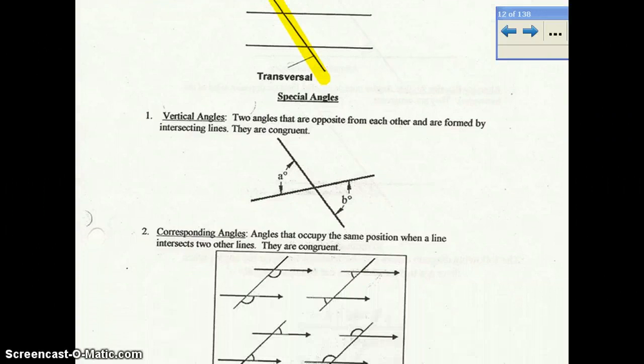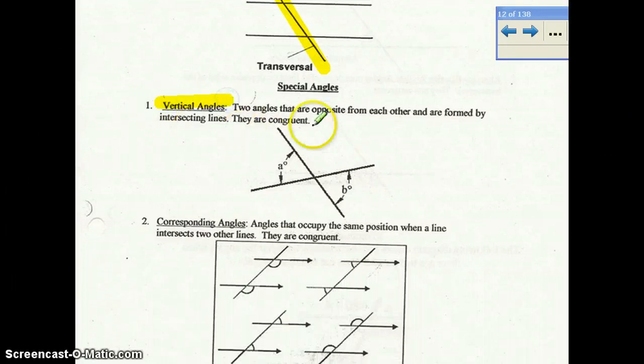The first one we're going to talk about would be vertical angles. These are two angles that are opposite from each other and are formed by intersecting lines. They are always congruent to each other. So here we have angle A and angle B. They are right across from each other. Those are vertical angles, and they will have the same measurement.